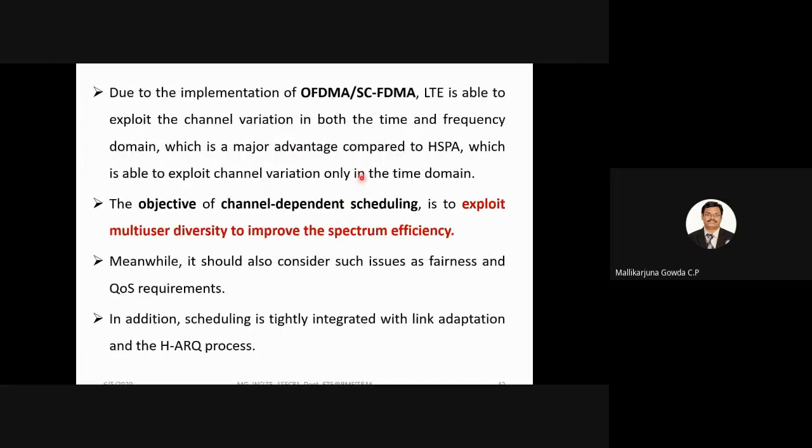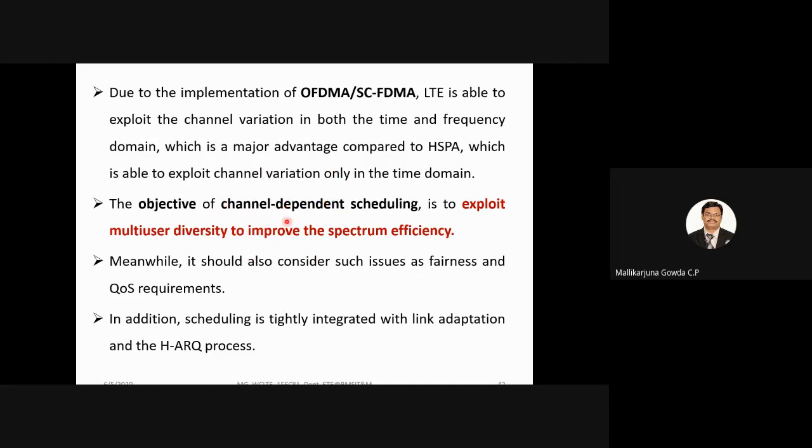Since we are using OFDMA in the downlink and SC-FDMA in the uplink, LTE is able to exploit the channel variation in both time and as well as frequency domain. Okay, but in case of HSPA, it is used to exploit only the channel variations in time domain.